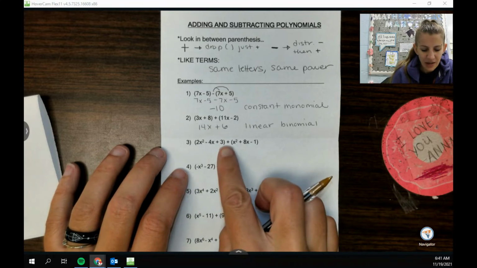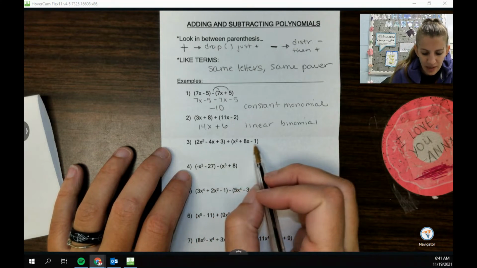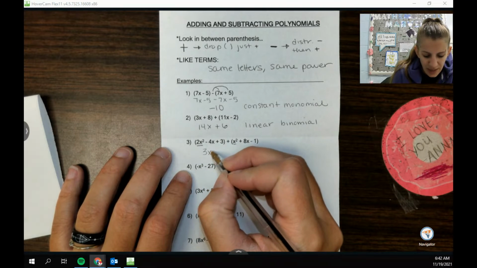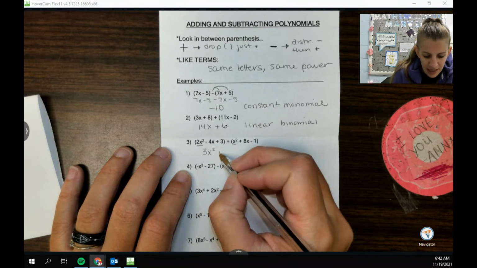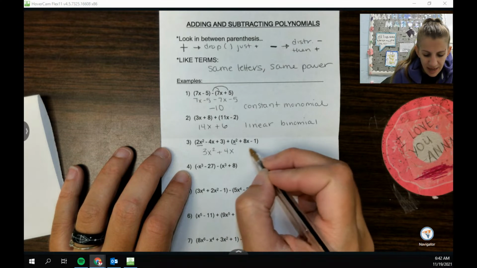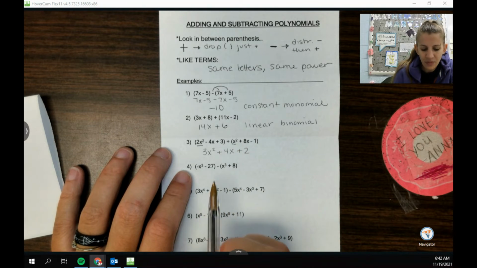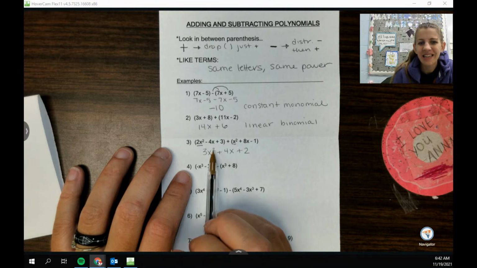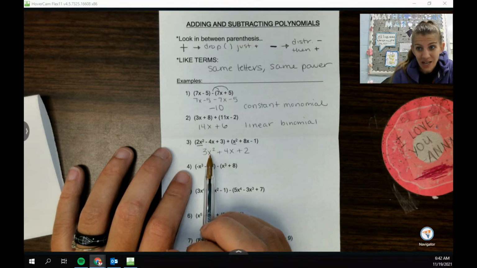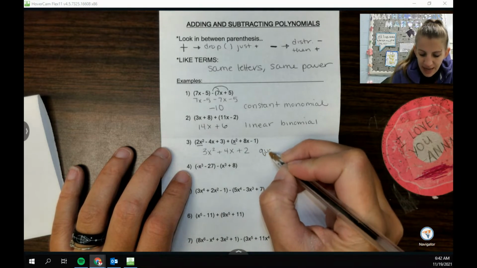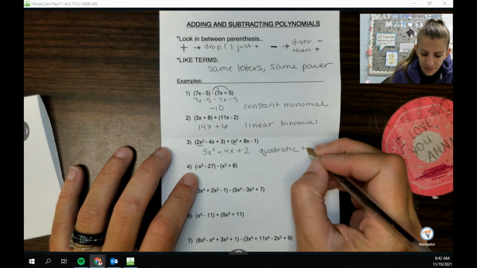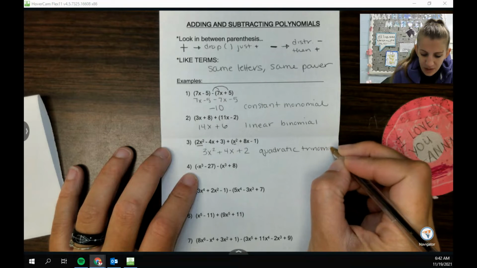Looking at the next one, we are also adding, so I can kind of just ignore parentheses, and then I'm looking for exponents that are the same. So like 3x squared plus 4x, and then plus 2. And then if I think about naming this one, it's not like any of the others. Now if I think about graphing this, this is quadratic. That was what we were just doing. So quadratic trinomial, because 3.